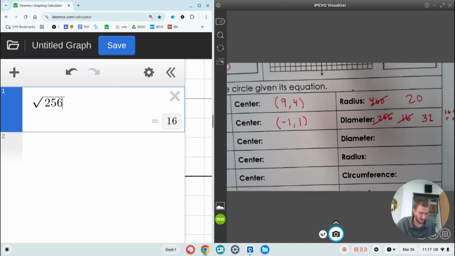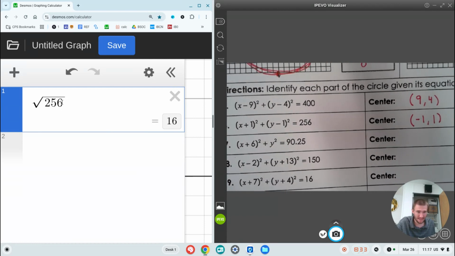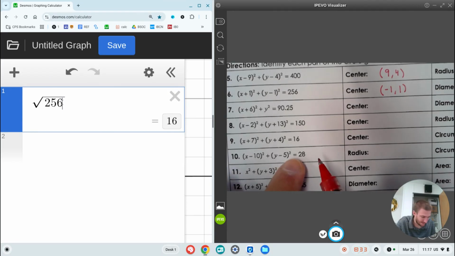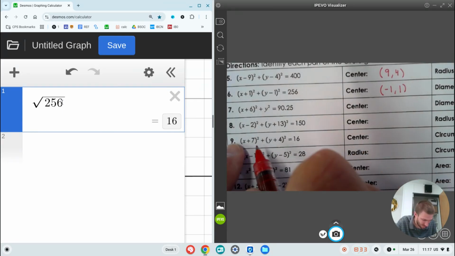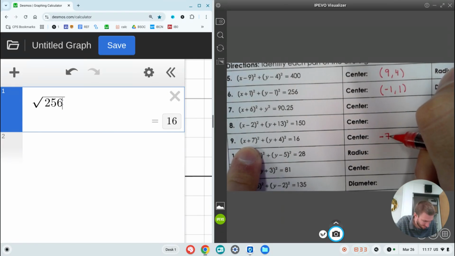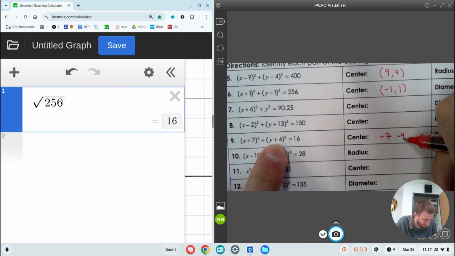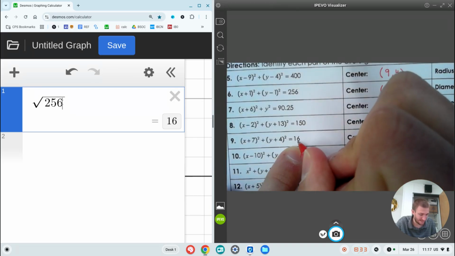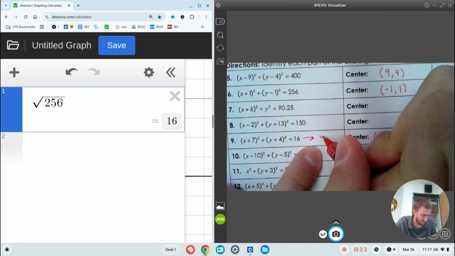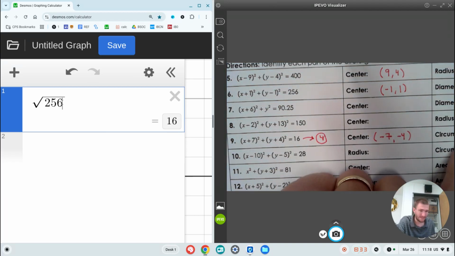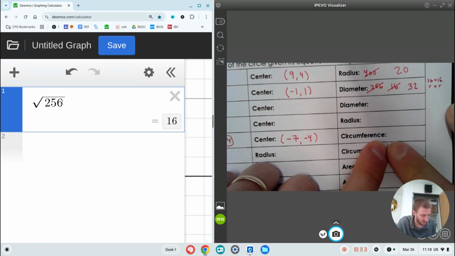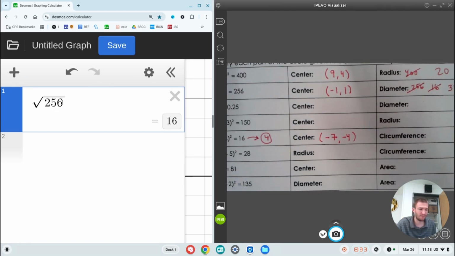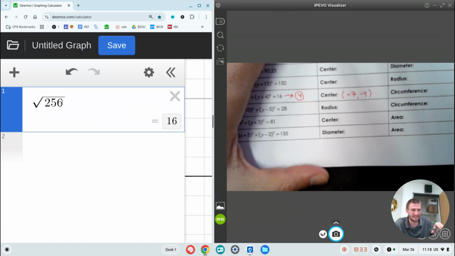Now, there's also questions like number 9. Question like number 9, we need to get the center, -7, -4. We need to get the radius. It's not 16, it's 4. But this question asks us for the circumference. The circumference, we talked about it and we wrote the formulas yesterday. It was the very last thing that we did.